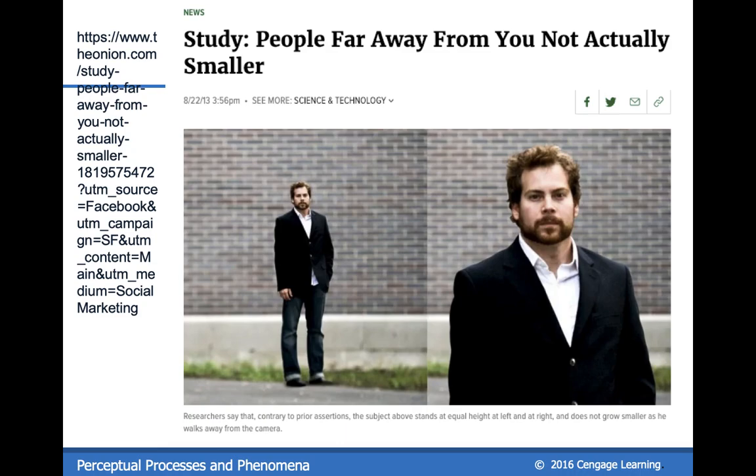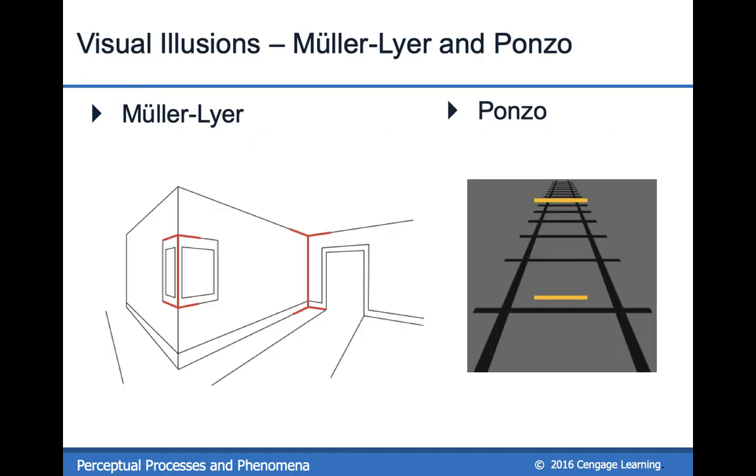This is actually a really funny Onion article that I saw, and I had to share it. It says, "Study: people far away from you are not actually smaller." And it says on the bottom, researchers say that, contrary to prior assertions, the subject above stands at equal height at left and at right and does not grow smaller as he walks away from the camera. So they're actually just making fun of perceptual constancies, especially size constancy. It's just a funny image, and I'm always happy when popular media picks up on these silly things and I can use them in my class.